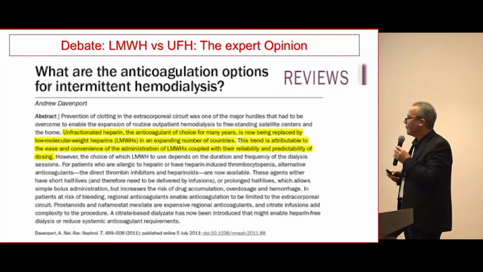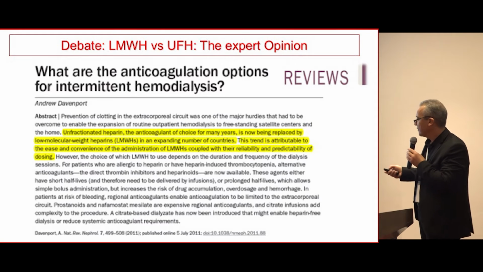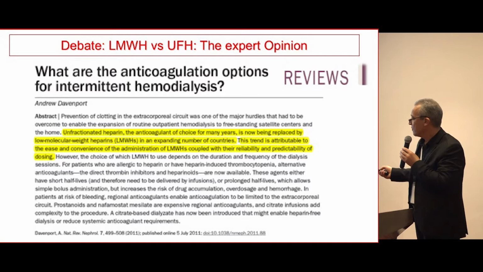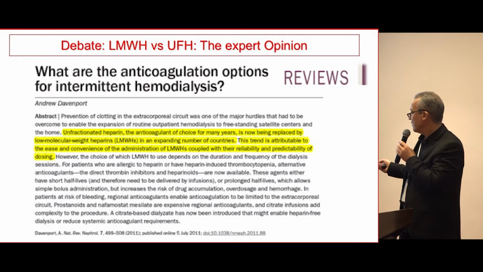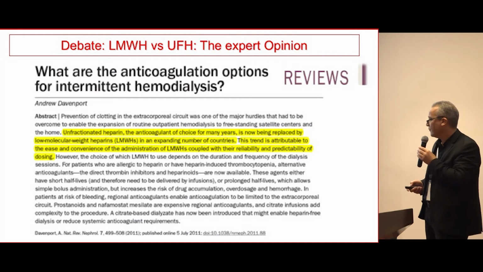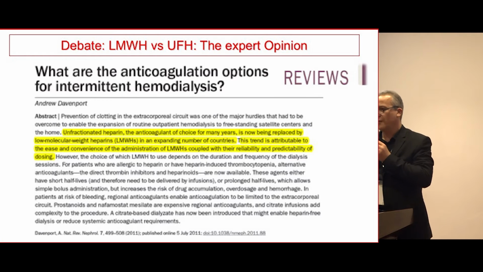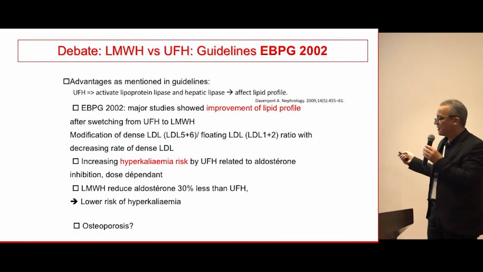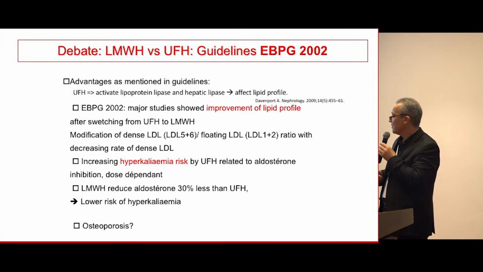So when we look at the debate and ask some mentors in this domain, such as Andrew Davenport, he said that unfractionated heparin is the anticoagulant of choice, and this has been for many years. Otherwise, the trend is attributable to the ease and convenience of administration of low molecular weight heparin, which makes it the most used nowadays. What about guidelines? The guidelines we have from the European Society are from 2002.